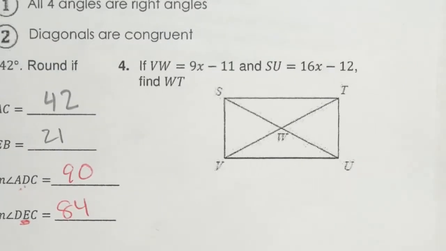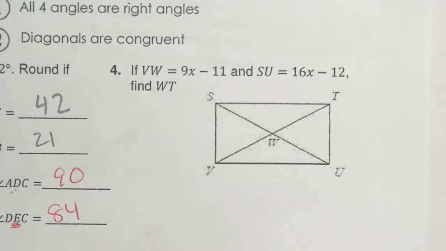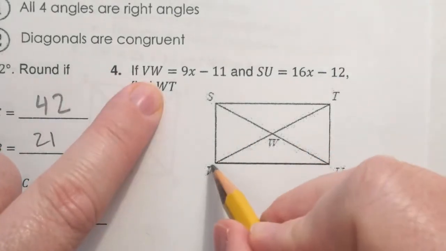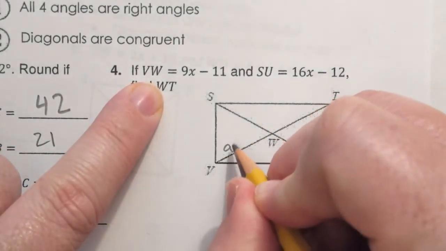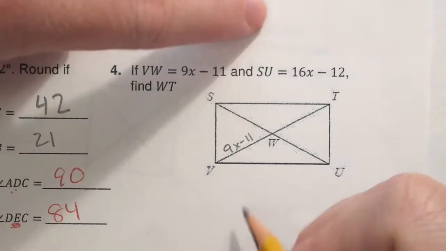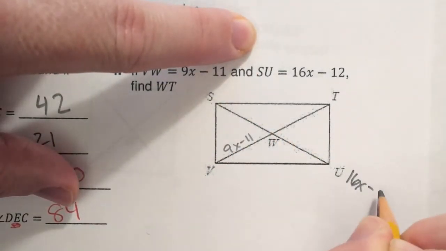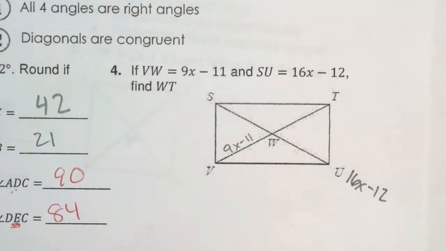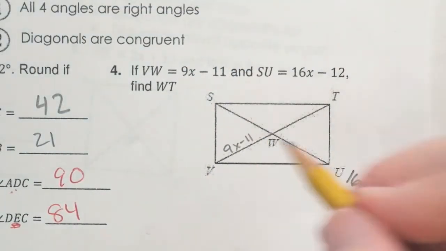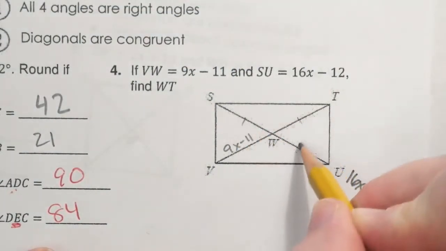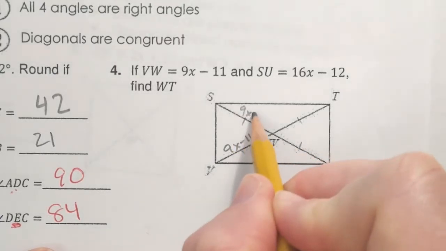Okay, now number 4. All right, so they said sidewise. They said V to W. That's just this little one. That is 9x minus 11. And they said S to U. That's the whole shebang. So that's 16x minus 12. Okay, so with that, I know that this is a rectangle. So all 4 of these are going to be equal. So this would be 9x minus 11.